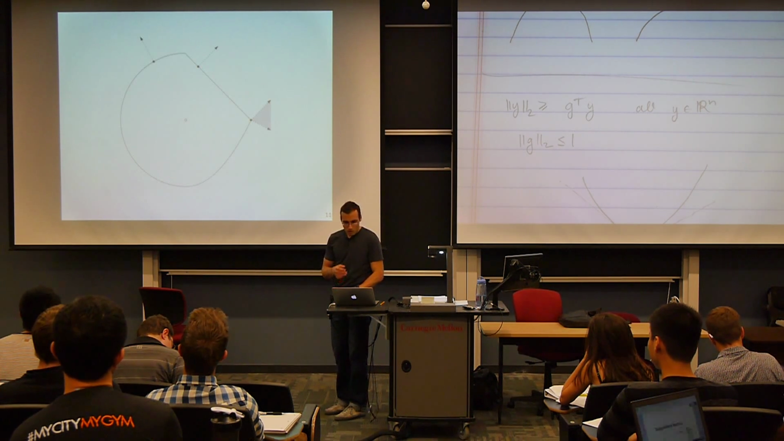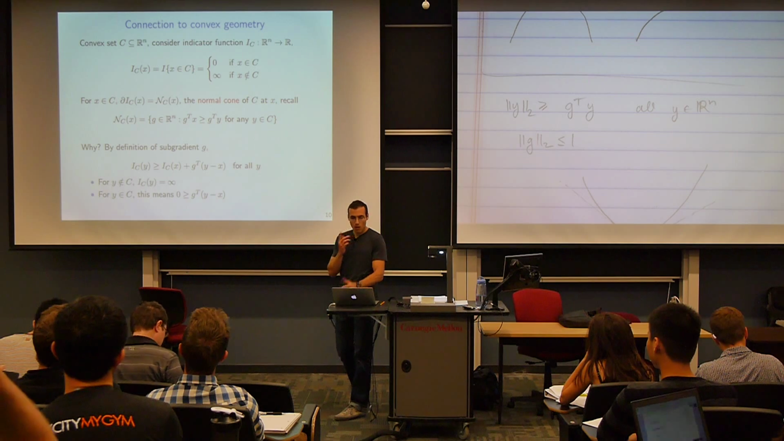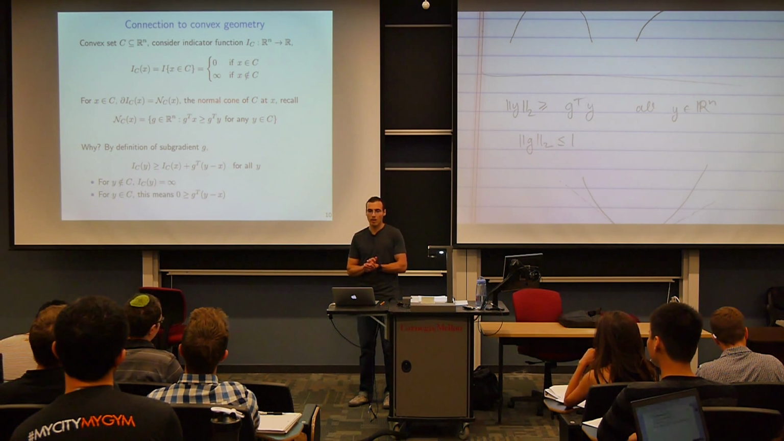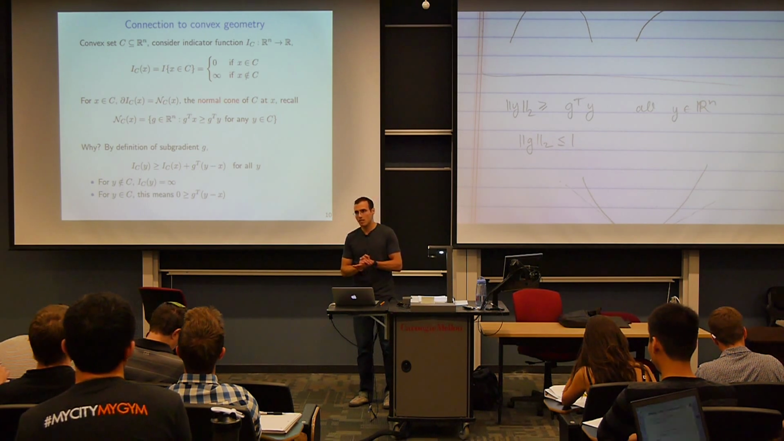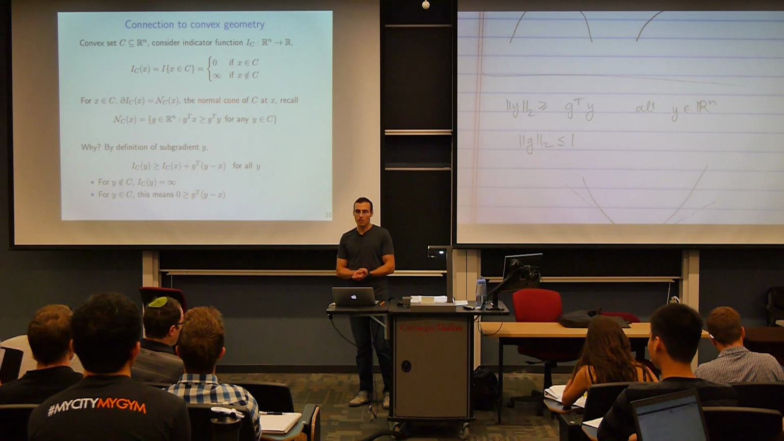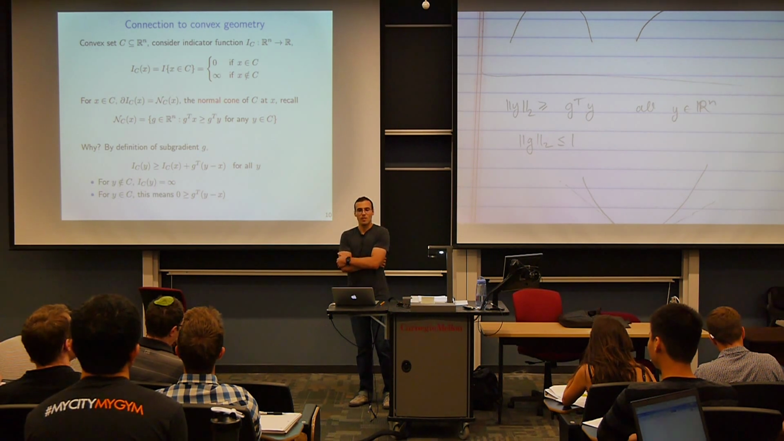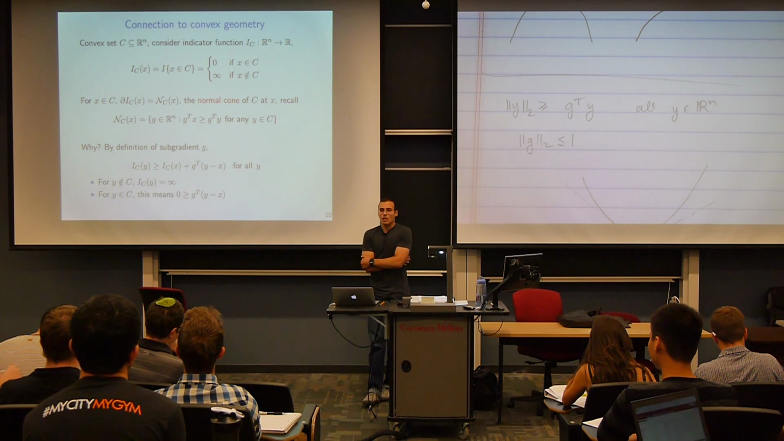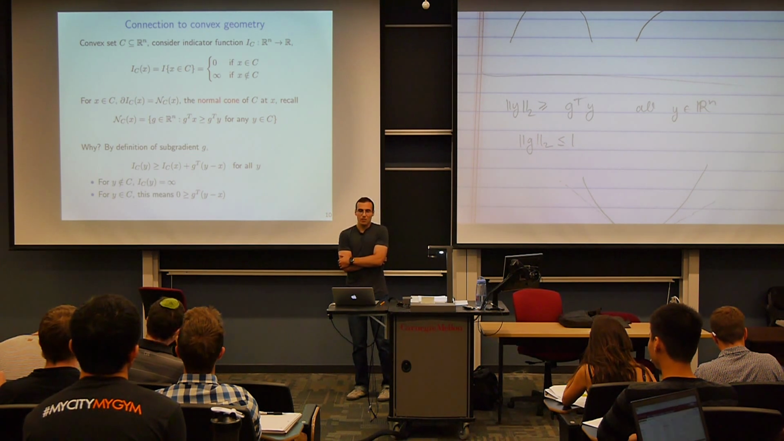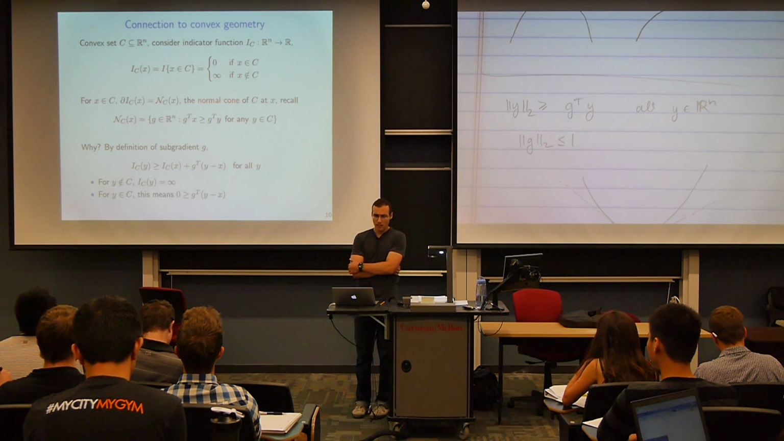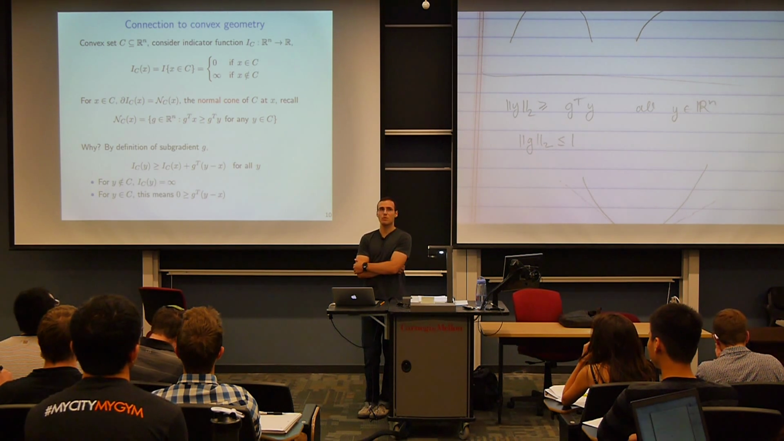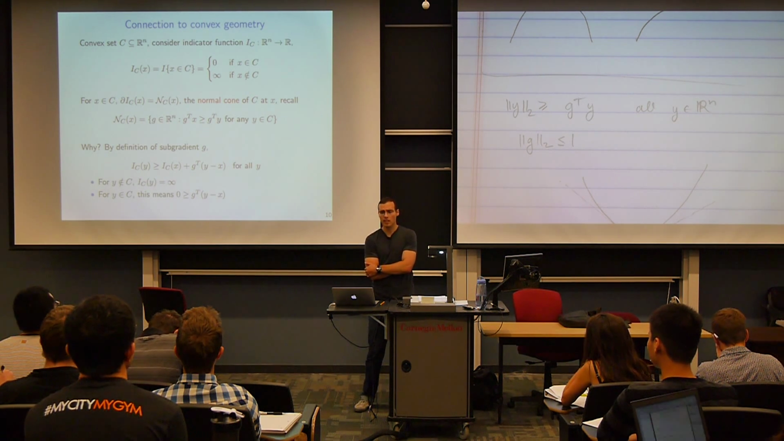OK, let's go over a few connections, a connection of subgradients to convex geometry, and then some rules for subgradient calculus, and then some examples. See if we can get to that in the next bit. So one interesting and very useful thing to do is to try to derive subgradients for the indicator function of convex sets. And you'll see why that's useful once we start talking about optimality conditions.